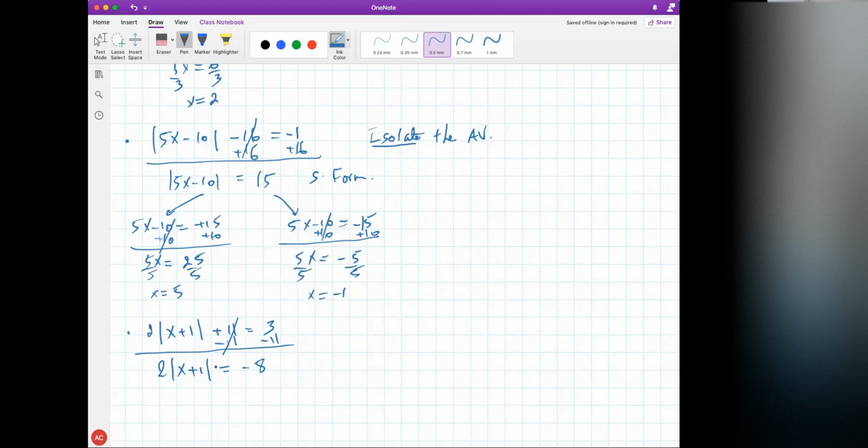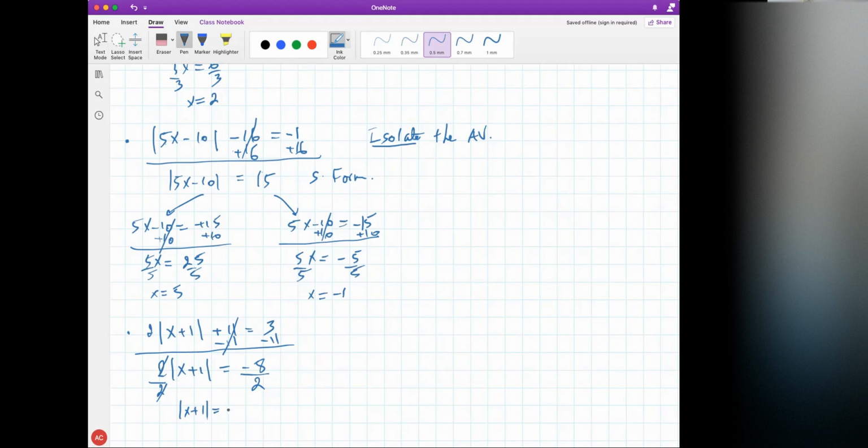We have 2 multiplying the absolute value. How do we cancel the 2 if this is a multiplication? Divide by 2. That's right. We divide by 2 because it's a multiplication. To cancel it, we divide by 2, and also divide by 2 on the other side. So that cancels. Again, do not distribute, because it might not even be a solution, and you may waste time finding a solution that does not exist or that's not valid.